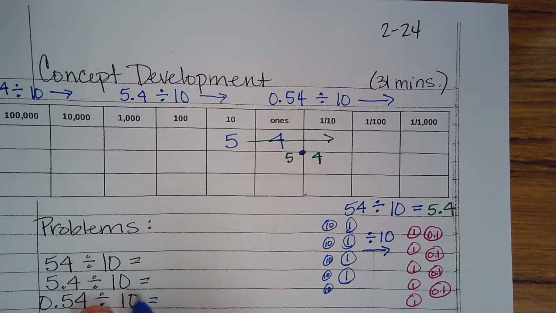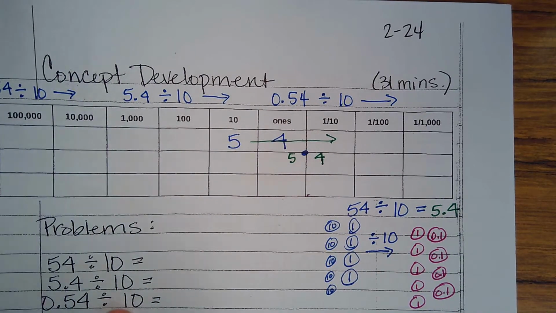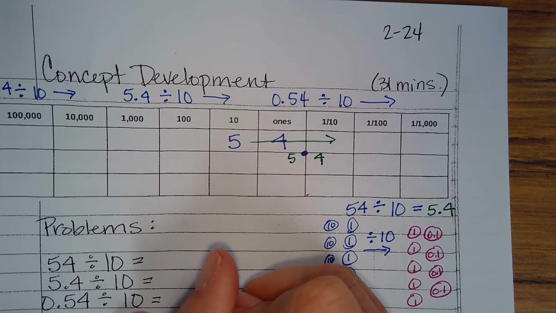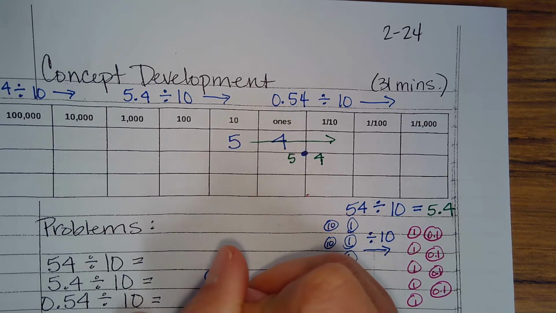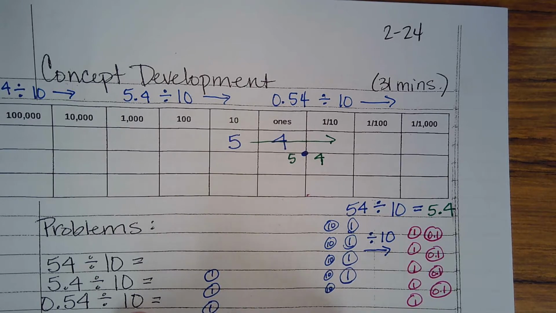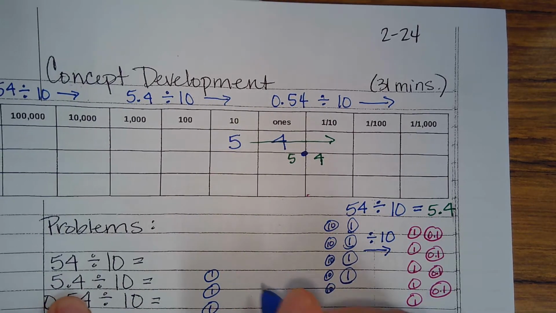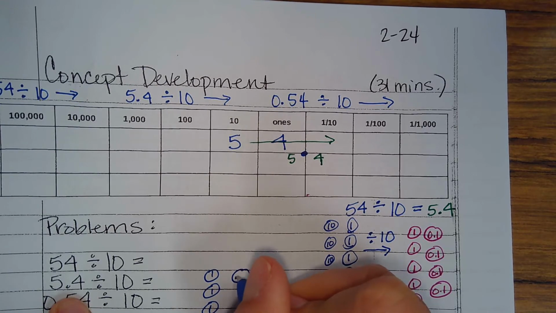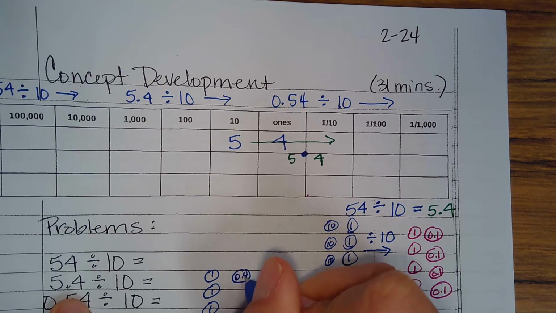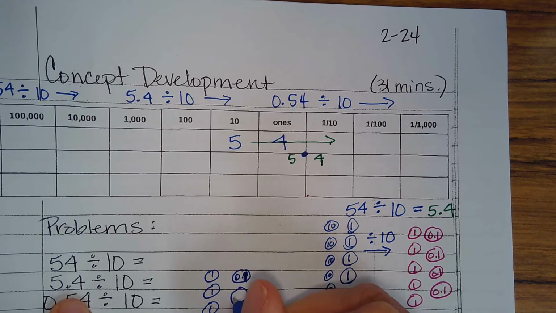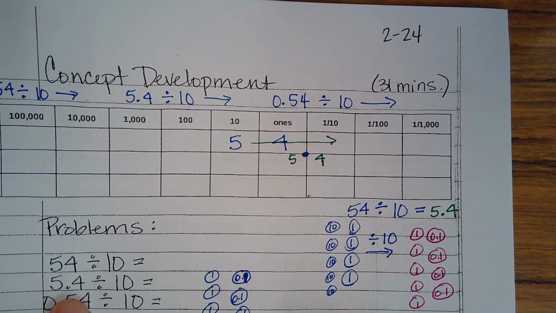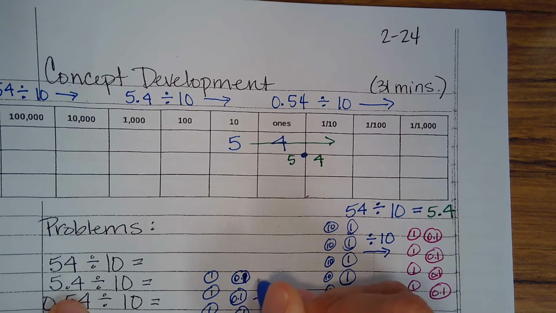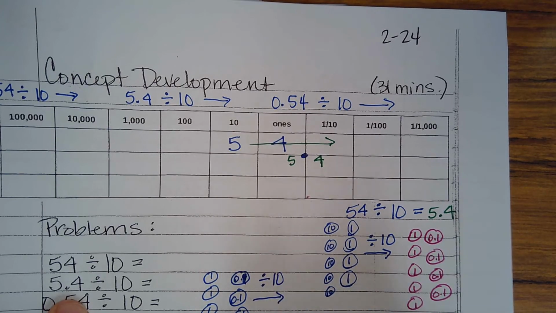Okay, now let's go to 5.4 divided by 10. So let's draw some circles. So here's 1, 2, 3, 4, 5. Now let's draw the 0.4. 0.1, 0.1, 0.1, 0.1. Yes? Now we're going to divide that by 10.